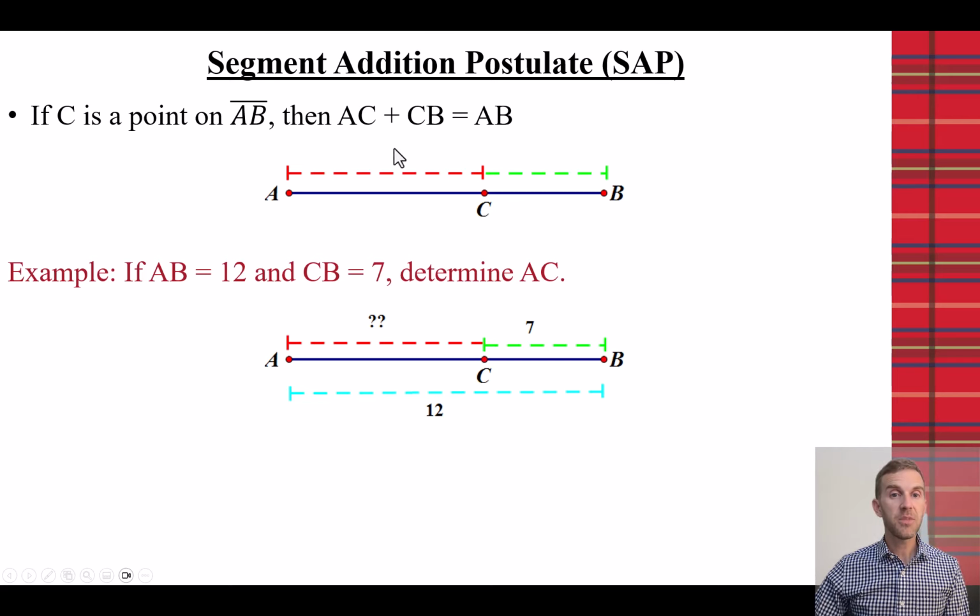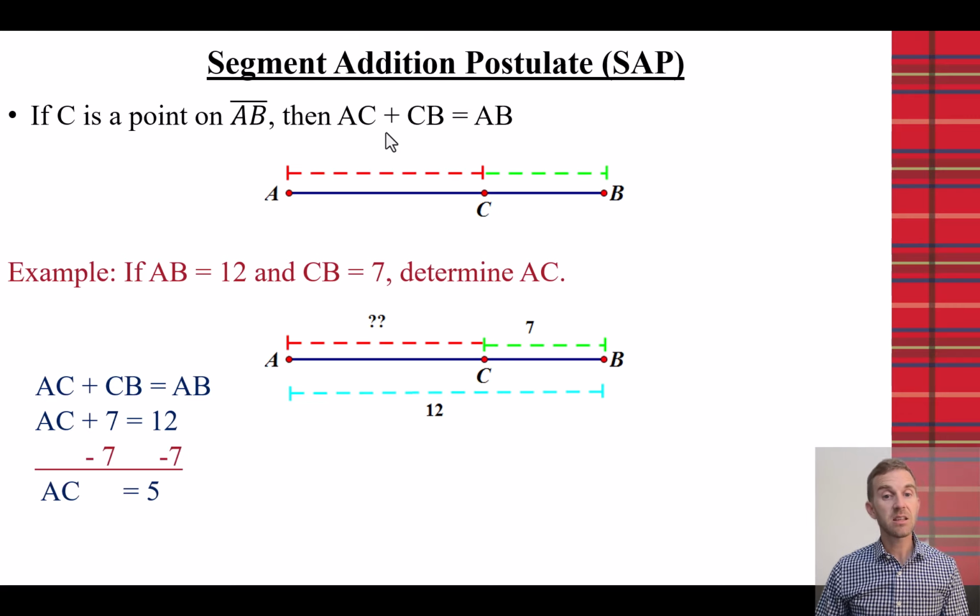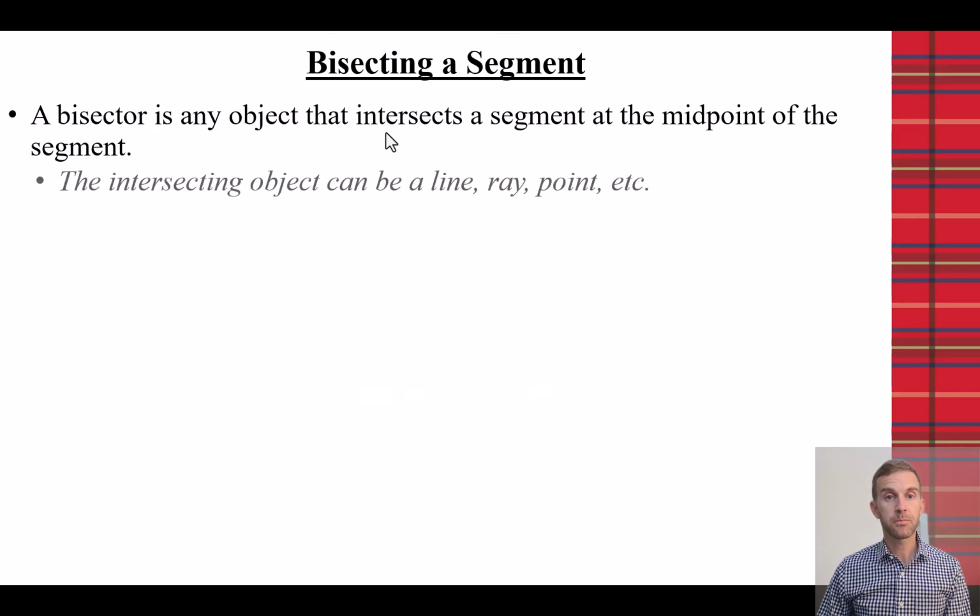And I can think then about my segment addition postulate and substitute in the pieces I have. AC is unknown, so I can just leave it as segment length AC plus 7 equals 12. And if I subtract 7 from both sides, I'd see that the length of segment AC is 5 units, and 5 plus 7 does equal 12.